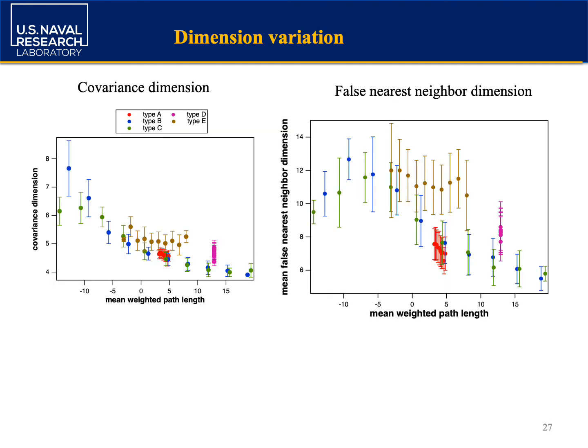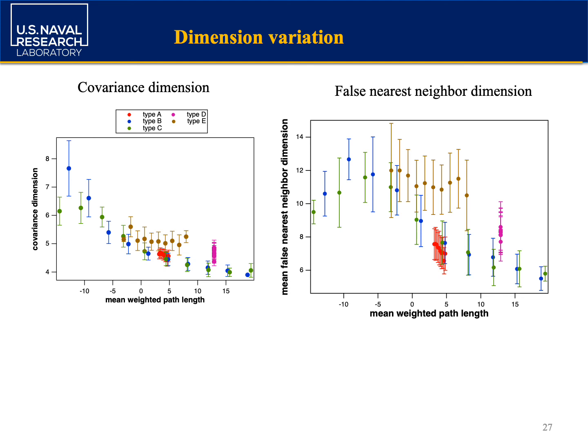So here for these low connectivity networks, on the left is the covariance dimension. And I see as the mean weighted path length decreases, the covariance dimension goes up. So something in the dynamics means I'm getting a higher dimension as I essentially couple these nodes together more strongly. A shorter path length means that the nodes are coupled together more strongly. The false nearest neighbor dimension also increases as that mean weighted path length decreases.